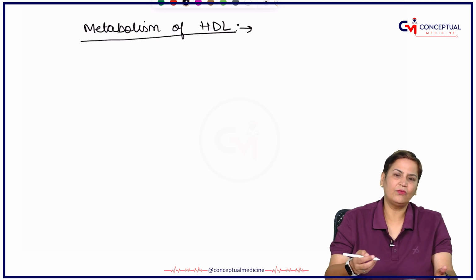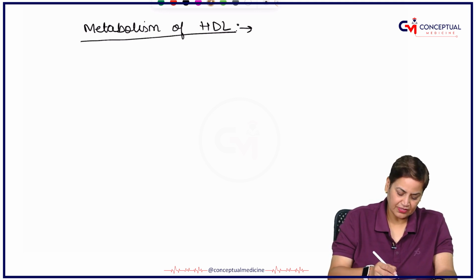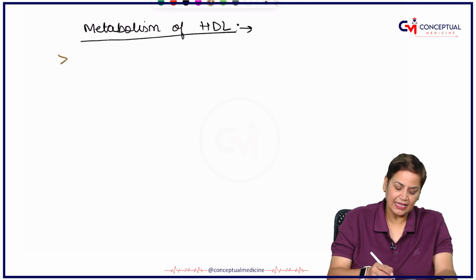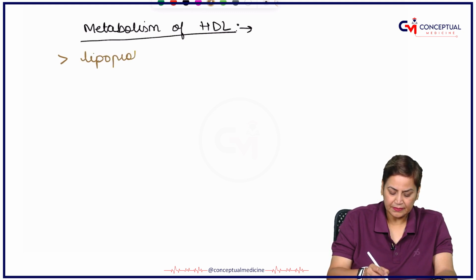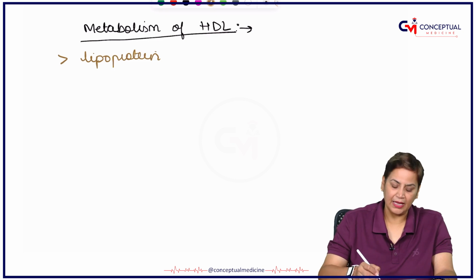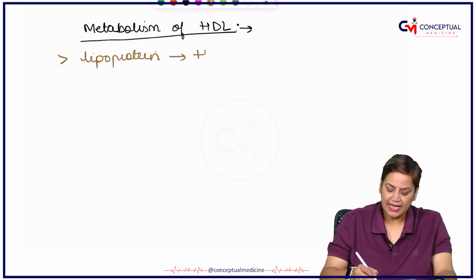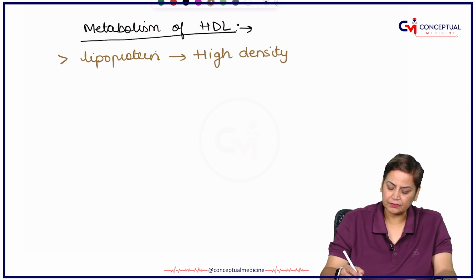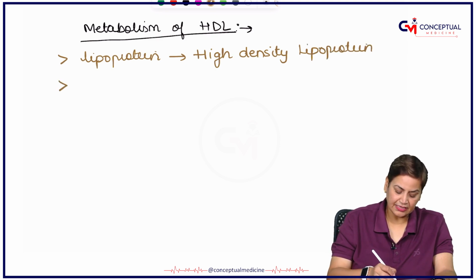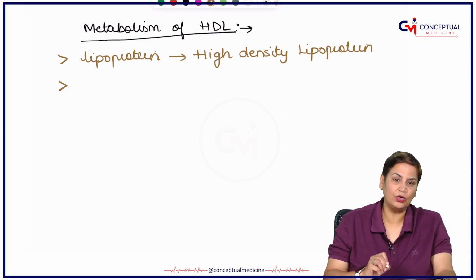Now, what do you mean by HDL? First of all, HDL is actually a lipoprotein. It is known as high density lipoprotein, and this is also known as good cholesterol.